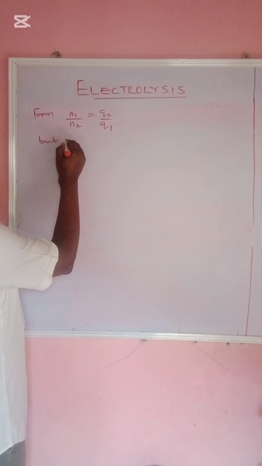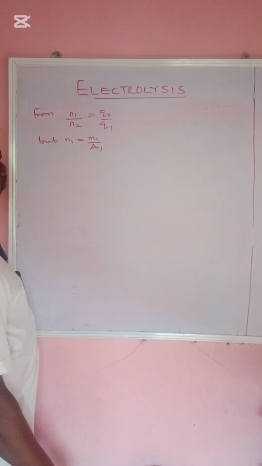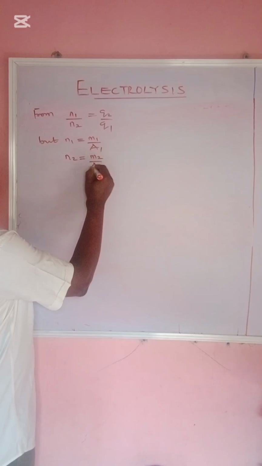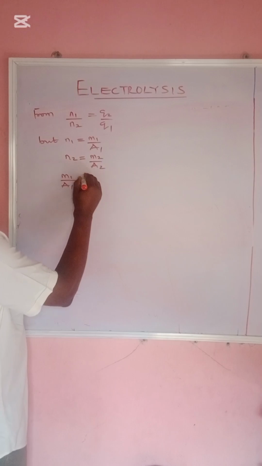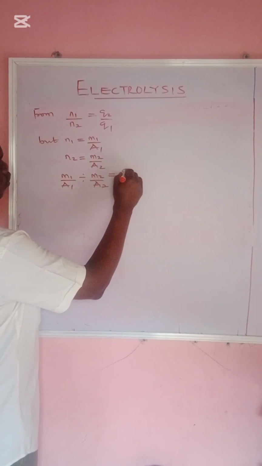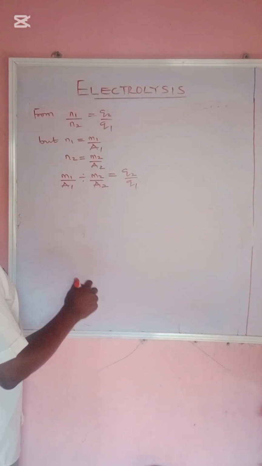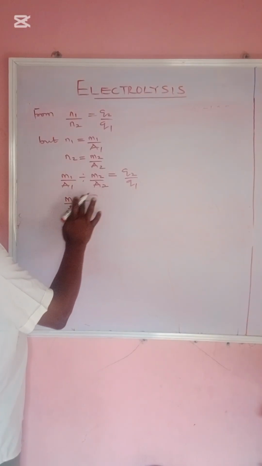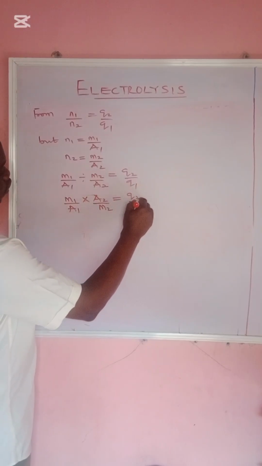But number of mole is equal to mass deposited all over atomic mass, N1 is equal to M1 all over A1, while N2 is equal to M2 all over A2. So here N1 now becomes M1 over A1 divided by M2 over A2, which is equal to Q2 all over Q1. So this one is the same thing as M1 all over A1 times A2 all over M2 is equal to Q2 all over Q1.